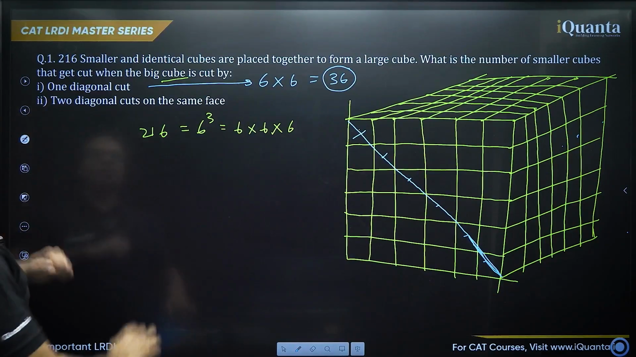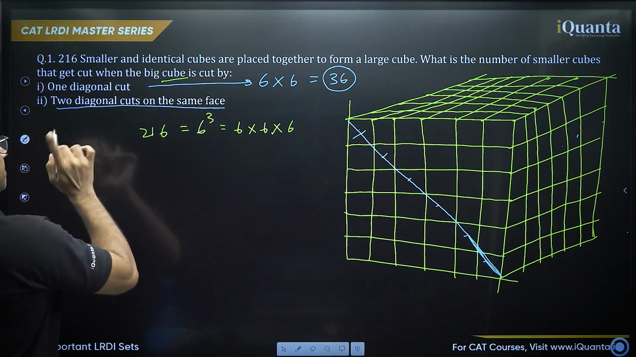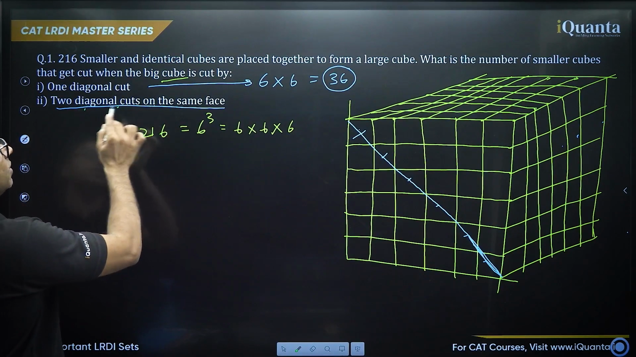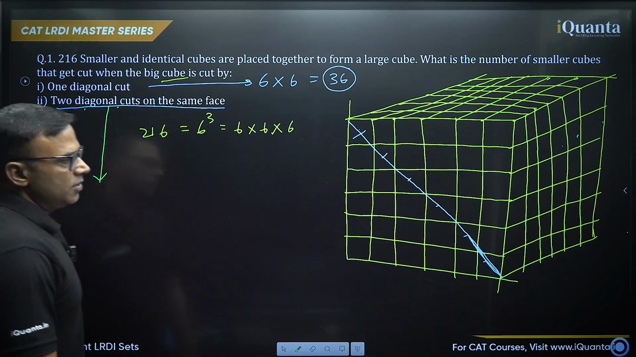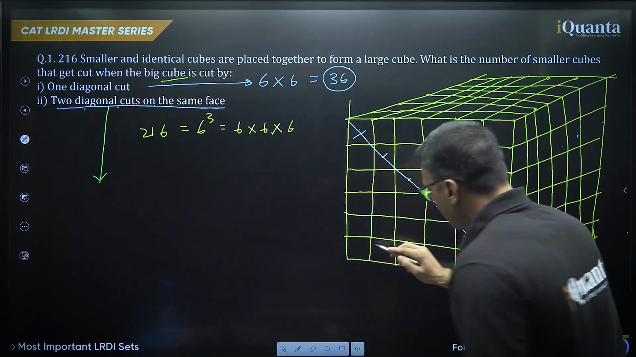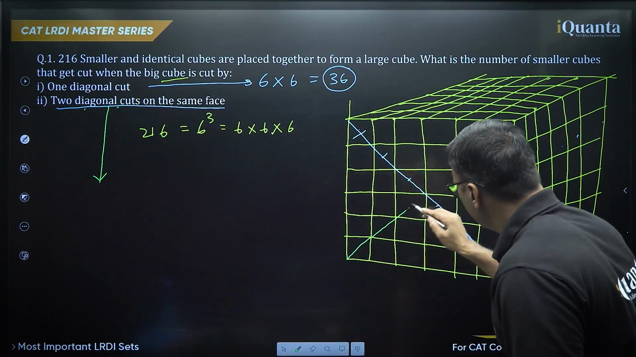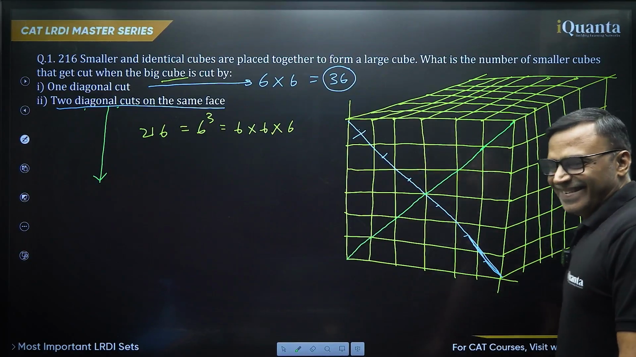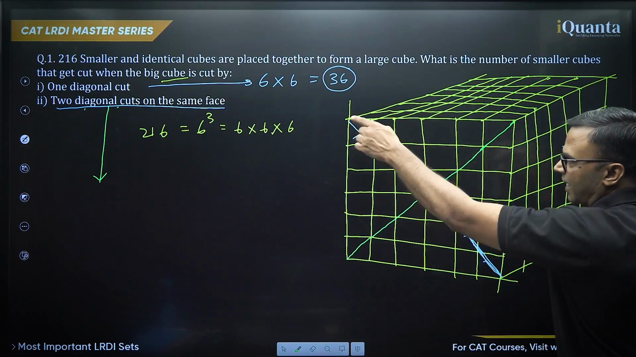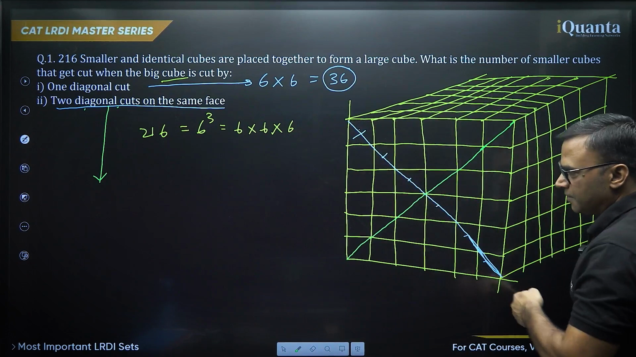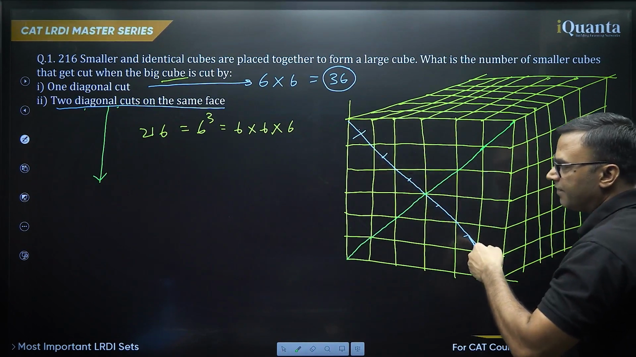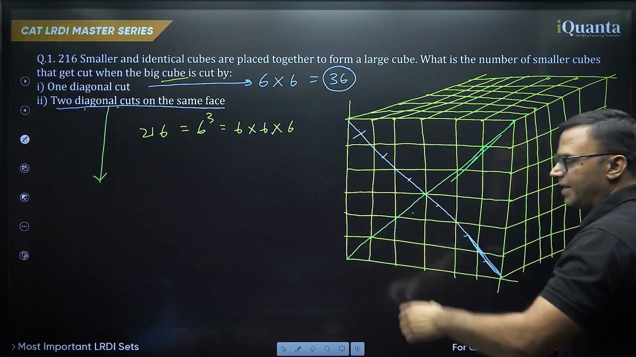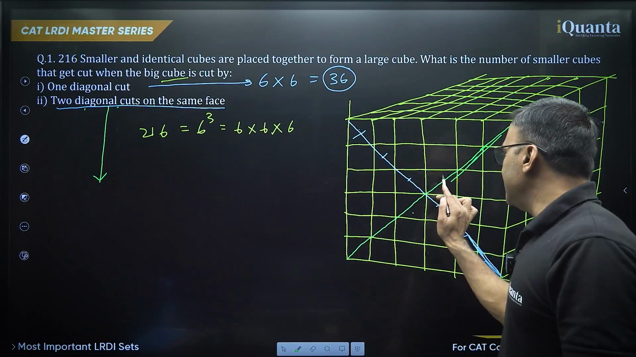Now for the second question, this is where people make a mistake, so be careful. For the second question, it says 2 diagonal cuts on the same face. I'm going to draw the second diagonal. Now if I'm cutting this, is there any overlap? You see, the cubes that were cut by this blade are very different from the cubes that are cut by this blade, right? Think about this. Think about these 4 cubes.